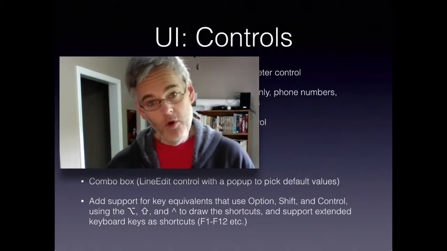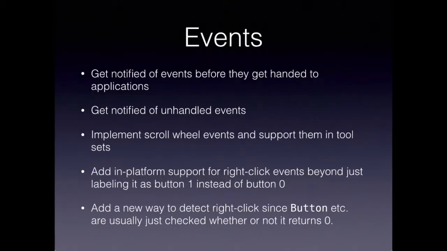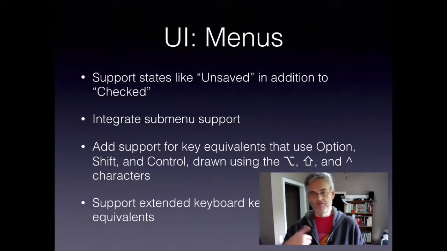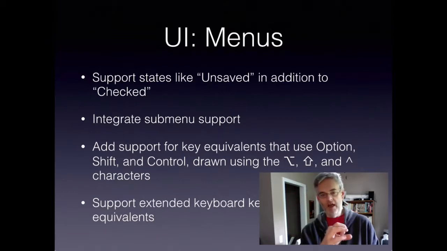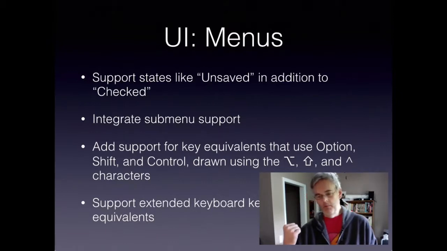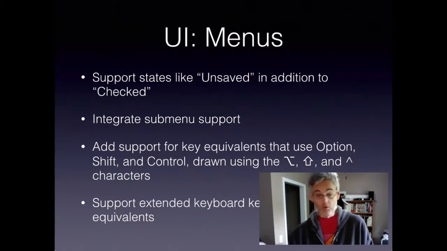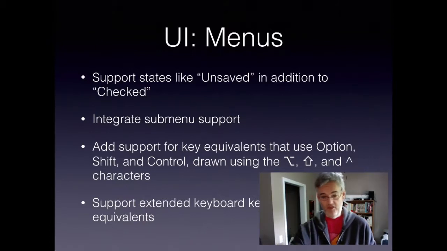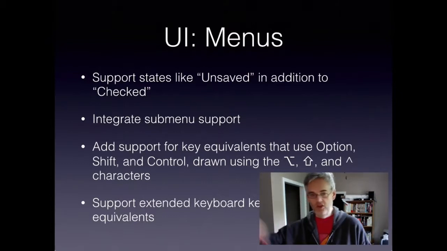Menus. In addition to the checked state, whether it's checked or unchecked, it would be great to have an unsaved state. This is something that macOS has. I don't know about Windows, where it will put a dot next to the name if the file is unsaved. It also uses a diamond for a minimized window, which would also be something great to support, like a dock thing that you could put at the bottom of the screen where you could minimize windows into. That would be kind of cool, or a menu or something.